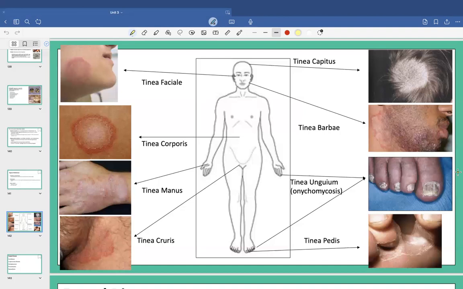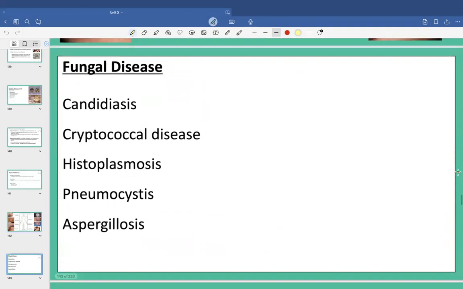All right, so our fungal diseases: candidiasis, cryptococcal disease, histoplasmosis, pneumocystis, and aspergillosis. Aspergillosis wasn't on the commons list, but you probably will see it on your PANCE. Dr. Murphy, I used some of her notes, so likely that was included because you probably will see that on your PANCE. Of these that we have listed, candidiasis, cryptococcal, and pneumocystis are AIDS-defining illnesses.